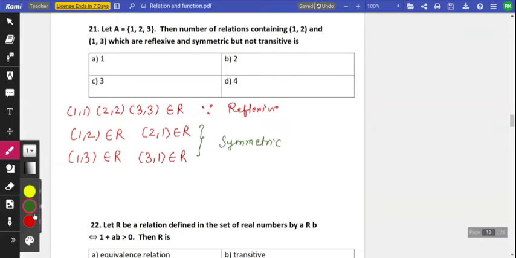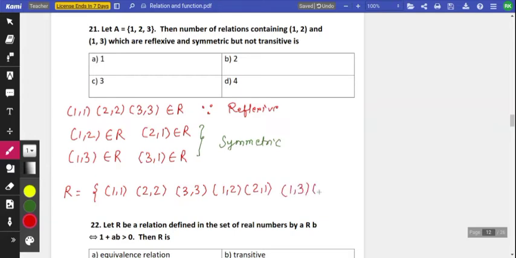So the relation which is only reflexive and symmetric is (1,1), (2,2), (3,3), (1,2), (2,1), (1,3), and (3,1). This is the only relation which is reflexive and symmetric but not transitive. So the correct answer is option A, only one relation.